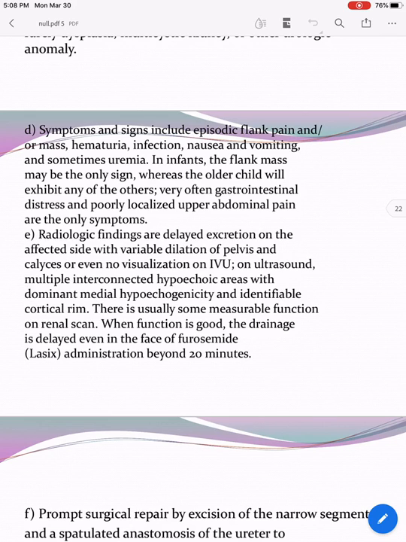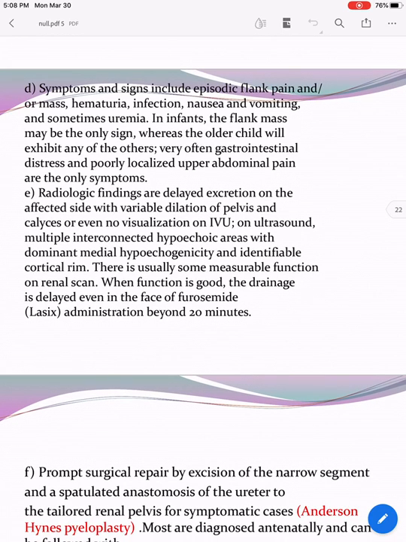In PUJ obstruction, there is usually a central cyst surrounded by peripheral cysts. The central cyst is the dilated pelvis, while the peripheral cysts are the dilated calyces. In multicystic dysplastic kidney, the cysts have a haphazard distribution and occupy the whole kidney. They are not organized.